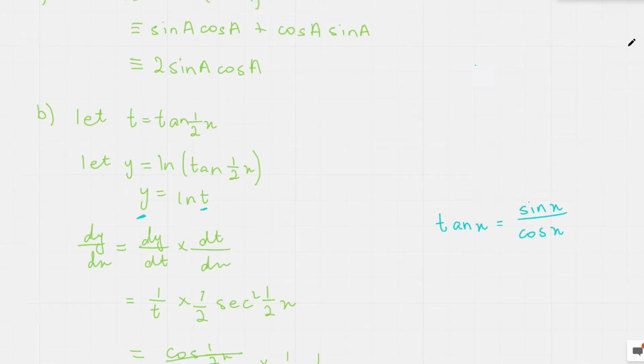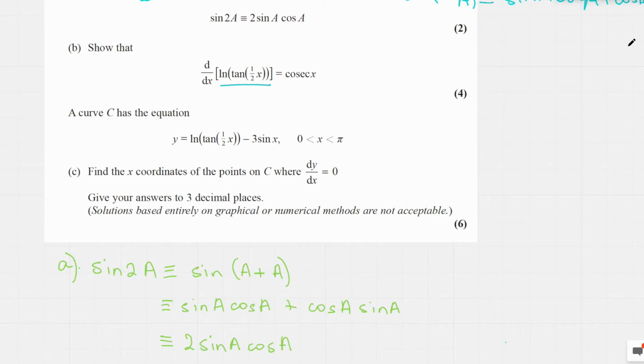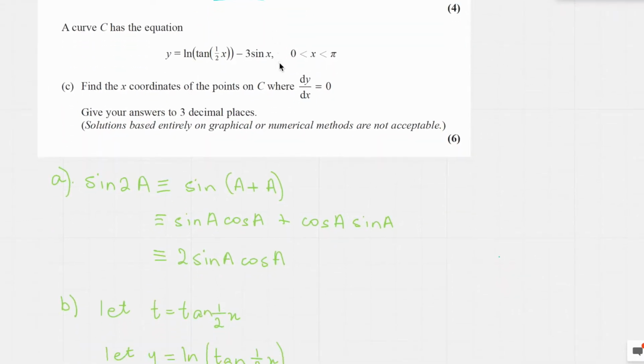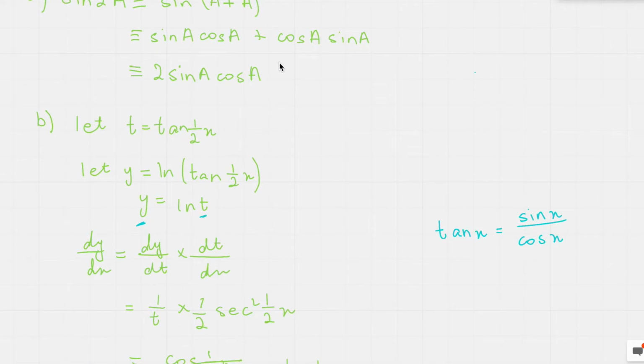Now in part B, we have to differentiate this term, which is the natural log of tan half of x, and show that it equals cosec x. I'm going to do that by using the chain rule. The first thing that I did was let t equal tan half of x, and then let y equal the natural log of tan half of x, and then wrote y in terms of t, so y equals the natural log of t. Now I have to differentiate t with respect to x, so I will get dt over dx, and I have to differentiate y with respect to t, so it'll be dy over dt.